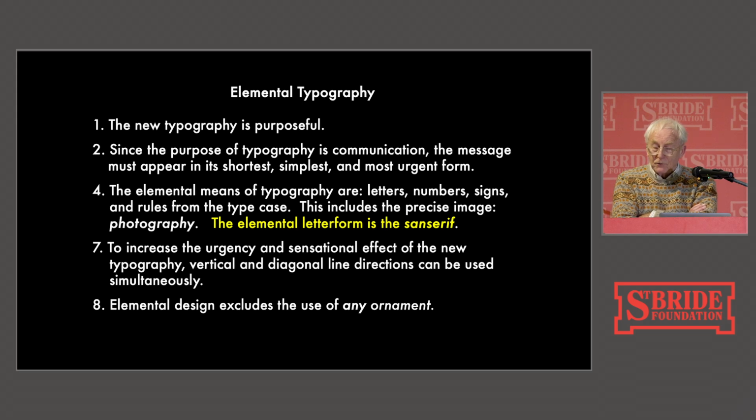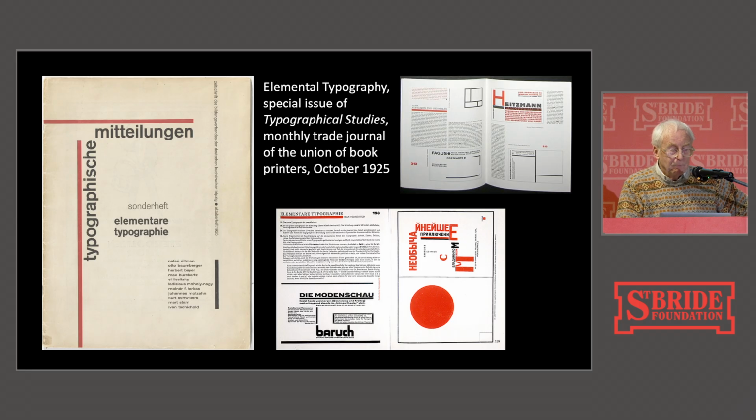The elemental means of typography are, if it's not obvious already, letters, numbers, signs, and rules from the typecase. This includes the precise image, which must be only photography, and the elemental letter form, sans serif. To increase the urgency and sensational effect of the new typography, vertical and diagonal line directions can be used simultaneously. And of course, elemental design excludes the use of any ornament. Now let's just look at that cover again.